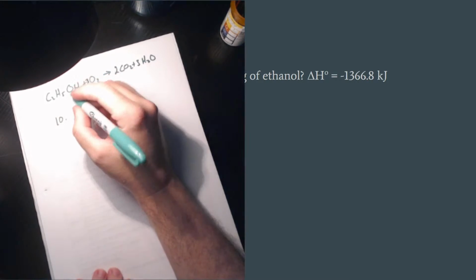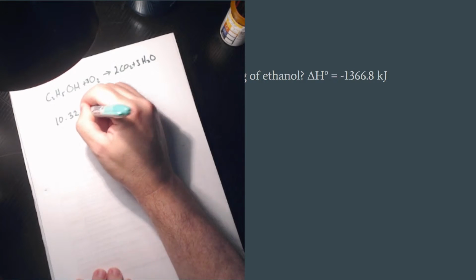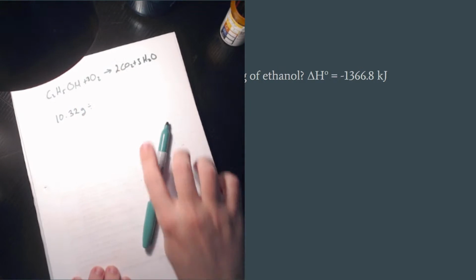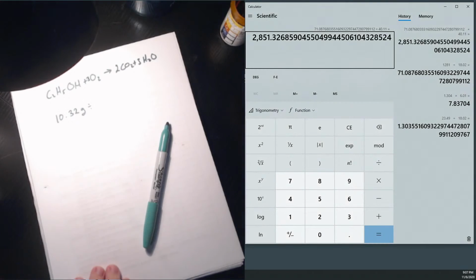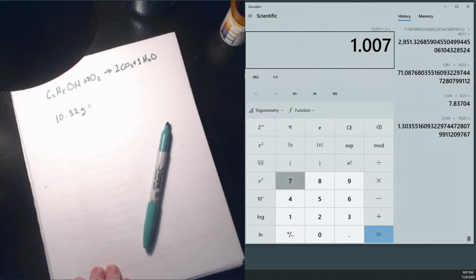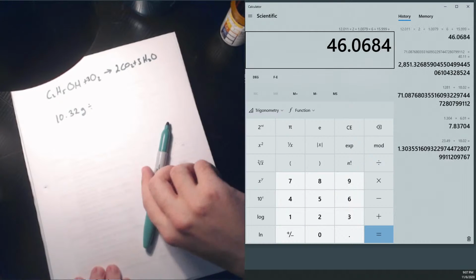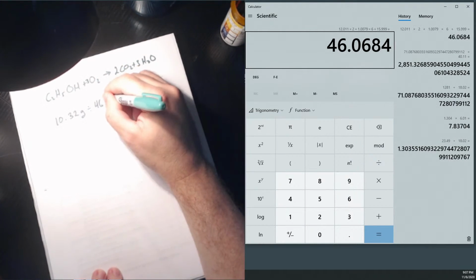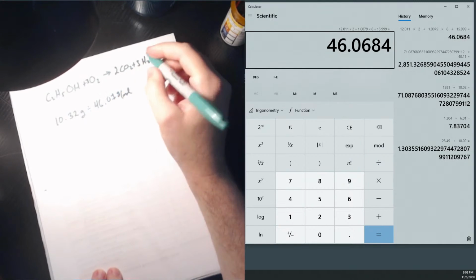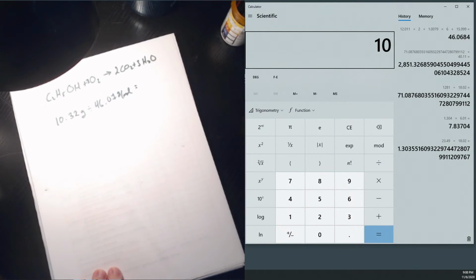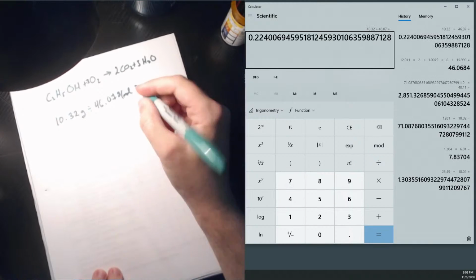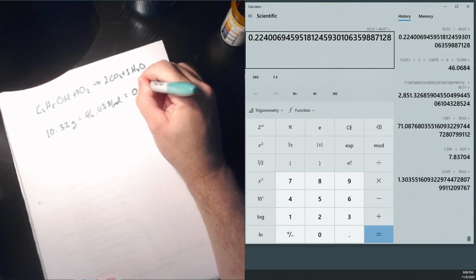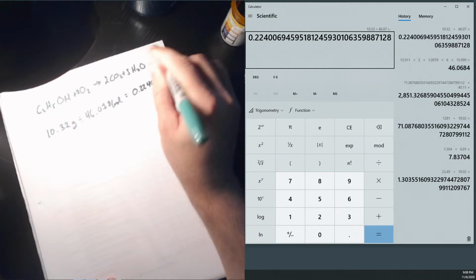Okay, so again, we're going to need to convert from grams to moles. So 10.32 grams divided by the molar mass of ethanol. Let's do 12.011 times 2 plus 1.0079 times 6 plus 15.999, which is 46.07 grams per mole. So 10.32 divided by 46.07 gives us 0.2240 moles of ethanol.